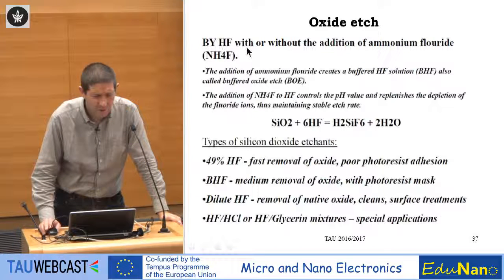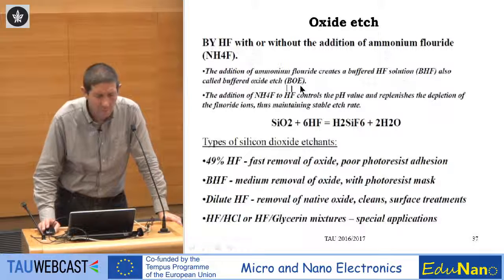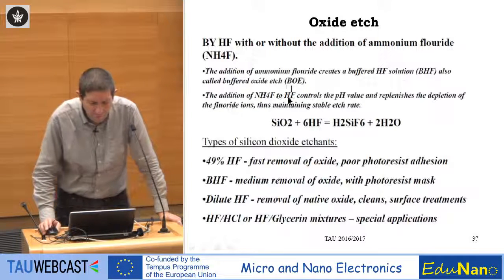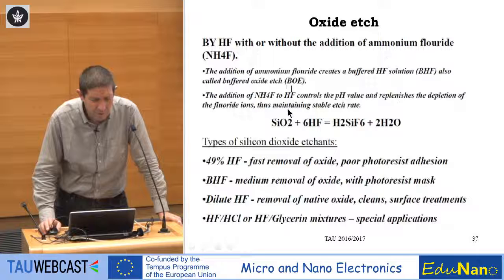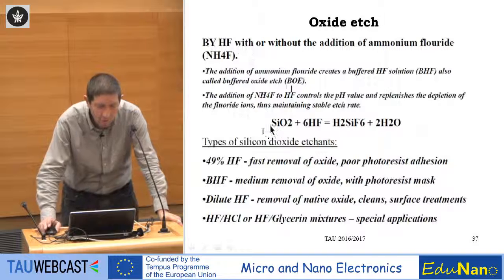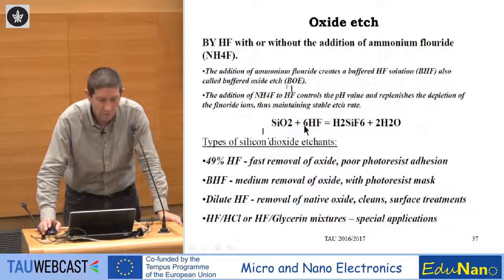Oxide etch is by HF with or without the addition of ammonium fluoride. The addition of ammonium fluoride creates a buffered HF solution, also called buffered oxide etch, some people call it BOE. The addition of ammonium fluoride to HF controls the pH value, and therefore replenishes the depletion of the fluoride ions, thus maintaining a stable etch rate. Now, as a whole, the etch reaction of oxide is SiO2 plus 6HF makes H2SiF6 plus 2 water. This is soluble.